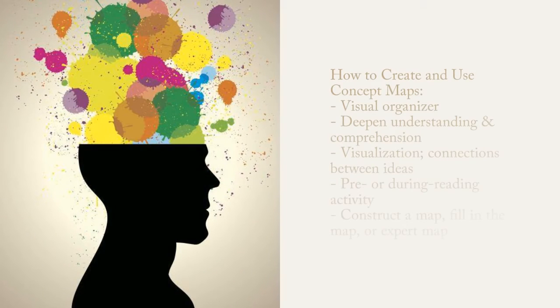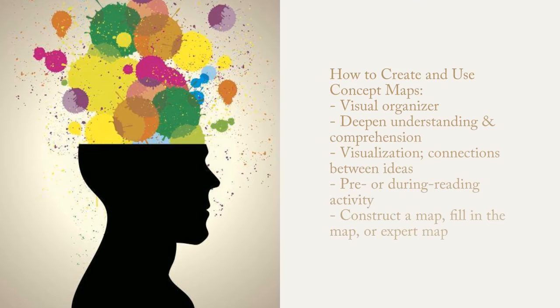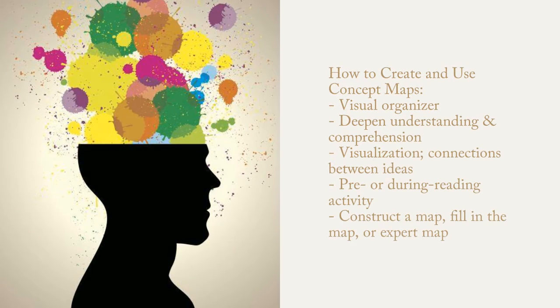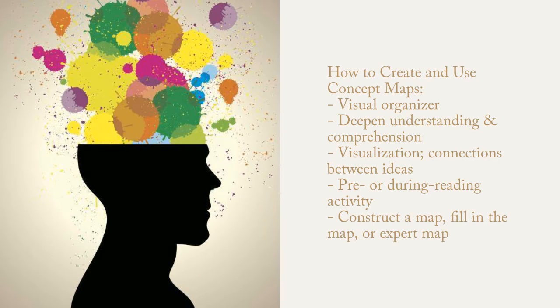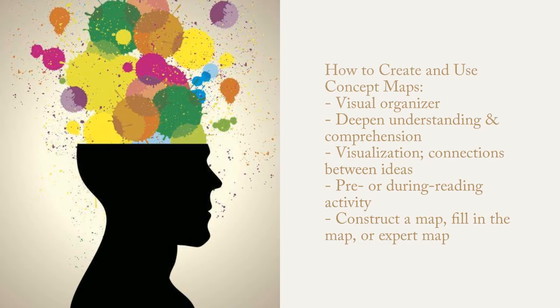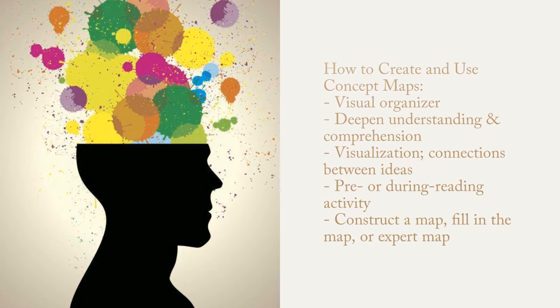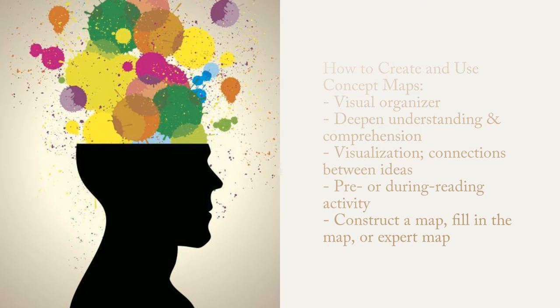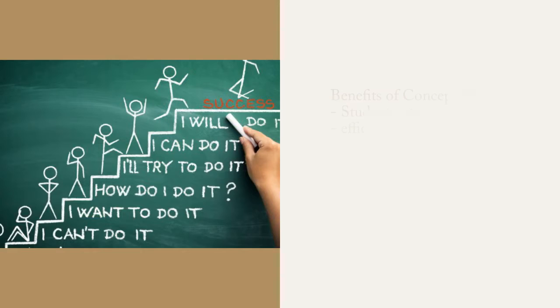Now I will speak a little bit about what concept maps are and how to create and use them. Concept maps are visual organizers that help students see connections between ideas and identify main ideas and supporting details. Concept maps can be used as a pre-reading activity, as a way to activate prior knowledge, or as a during-reading activity to help students visually represent and organize their thoughts. It is important to model how to create or use a concept map, and concept maps can be completed completely by students or completely by teachers, or constructed or guided by teachers but filled in by students.